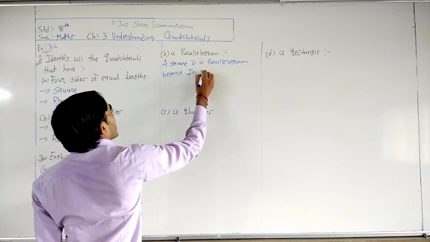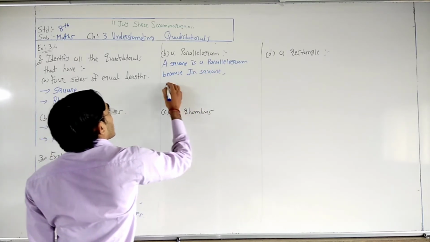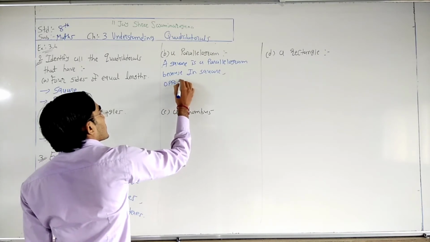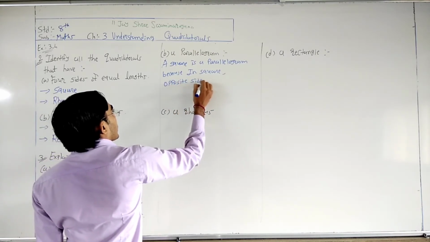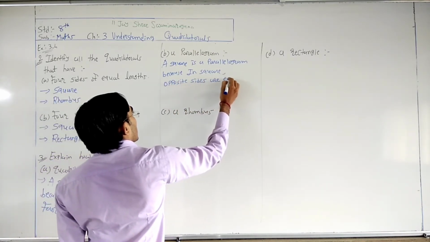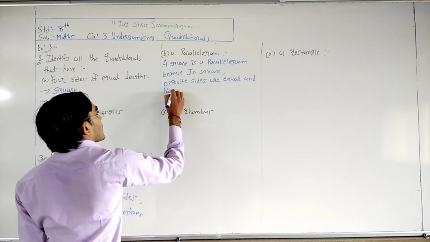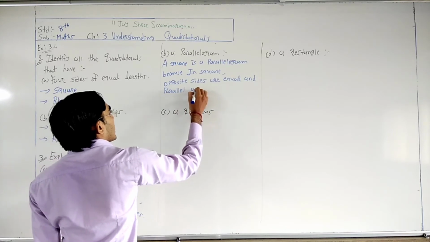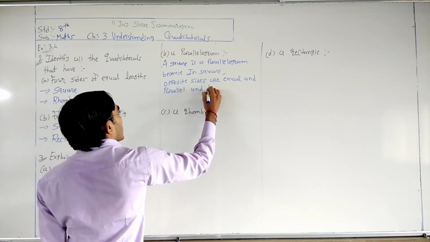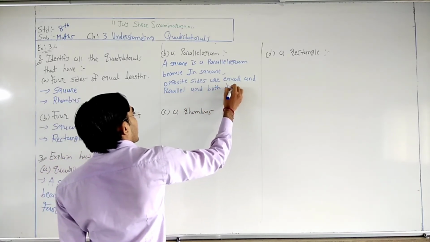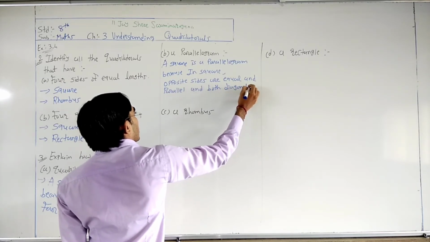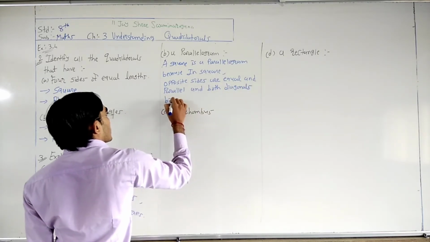In a square, opposite sides are equal and parallel and both diagonals bisect each other.